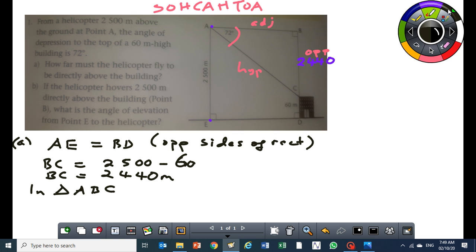For this question, there is no way out. You have to use tan, unless you decide to find the hypotenuse first and then calculate the length of AB. Otherwise, if you don't calculate the length of AC, then you have to go straight away to use tan.